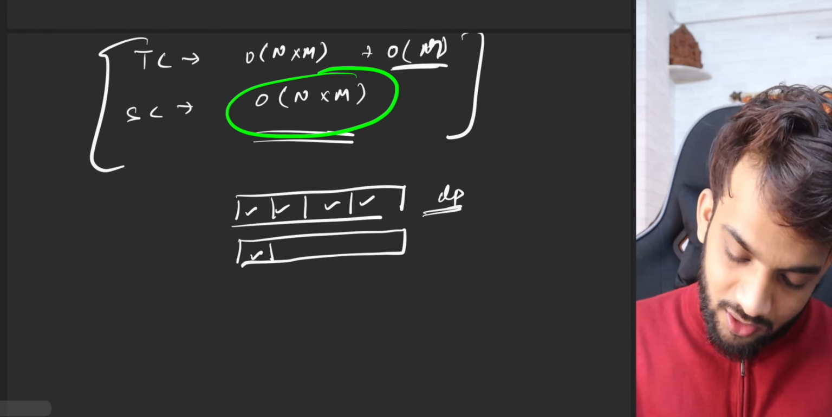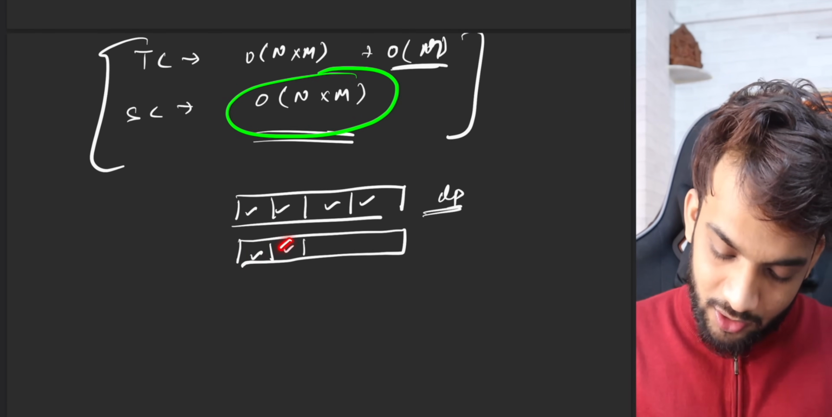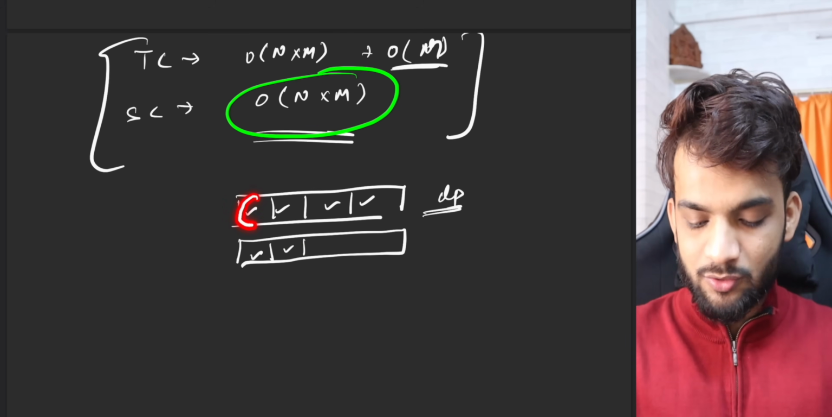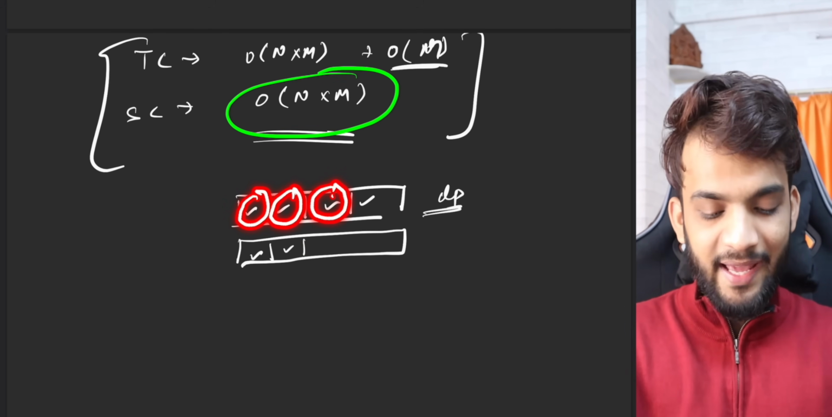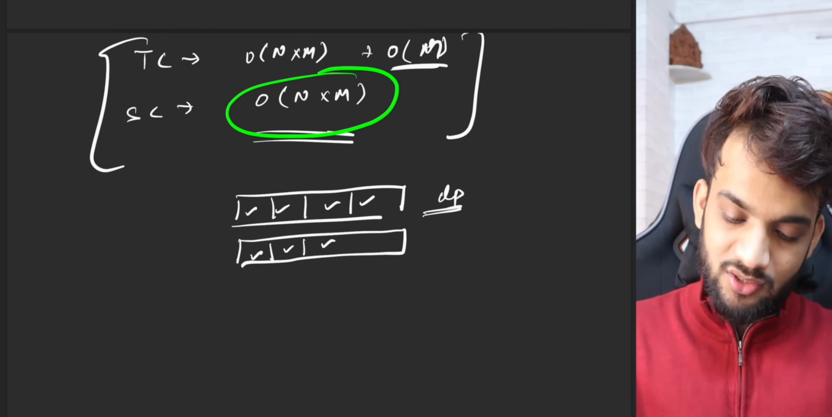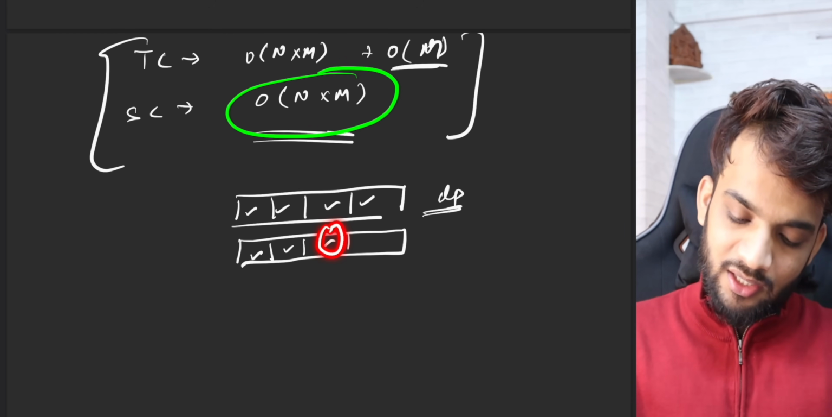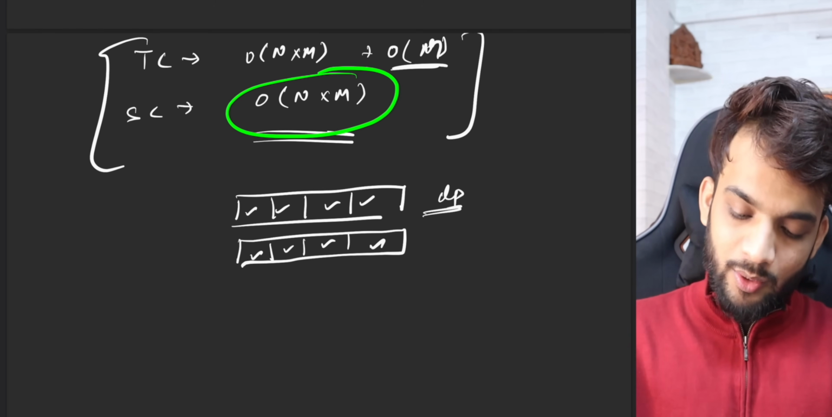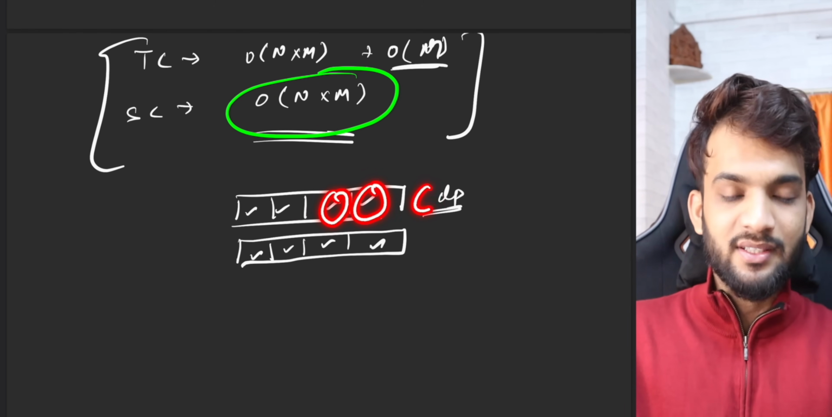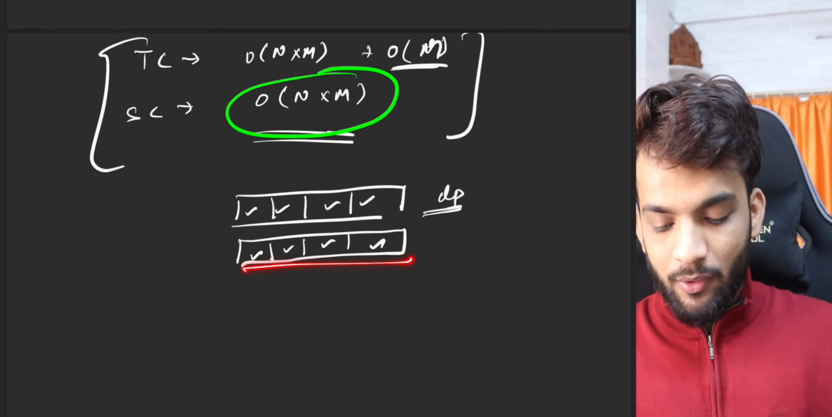Next, when you're trying to fill this, you're saying i minus 1 j minus 1, i minus 1 j, i minus 1 j plus 1. Next, you're going across and filling this. For this, you're taking this guy and this guy. Next, for this, you're taking this guy and this guy. Correct? This row will be filled.